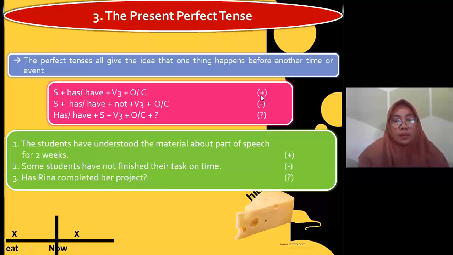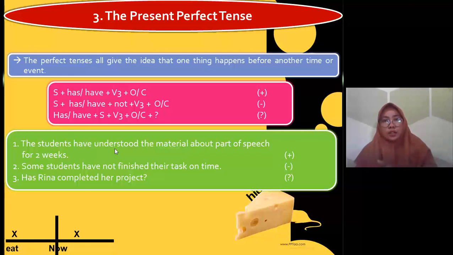For the negative, it's the same: after has or have plus not plus verb 3. And for the interrogative, the same as the other tenses: has or have plus subject plus verb 3 plus object or complement. Okay, let's see the examples. The students have understood the material about part of speech for 2 weeks. Okay, have understood. Have plus verb 3. Understood here comes from the verb understand.